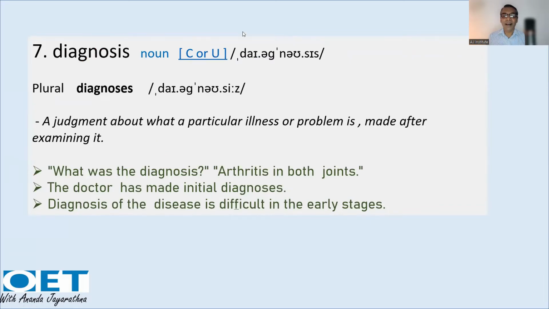Now we look at the noun. Diagnose is the verb, and how do we pronounce the noun? It is different. Diagnosis. We should say diagnosis, not diagnosis. We tend to pronounce this as diagnosis. No, it is wrong. It should be diagnosis.